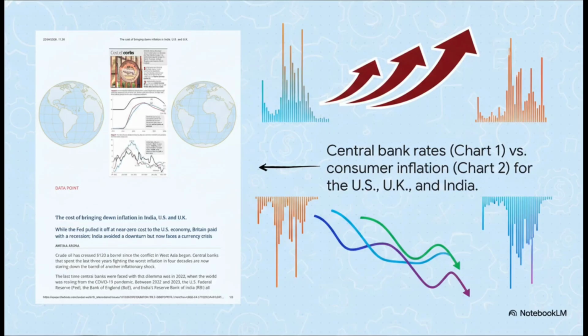Now look at chart 2, just below it. You can see the result. Inflation starts to come down in all three countries. But, and this is the key, notice how steep or gradual those falling lines are. They're all different. And that difference is really the puzzle we're trying to solve.